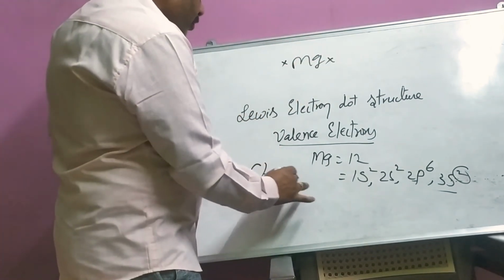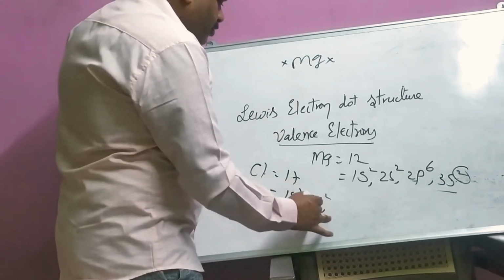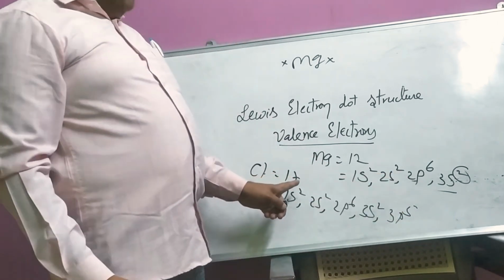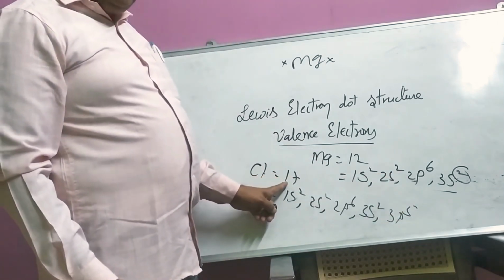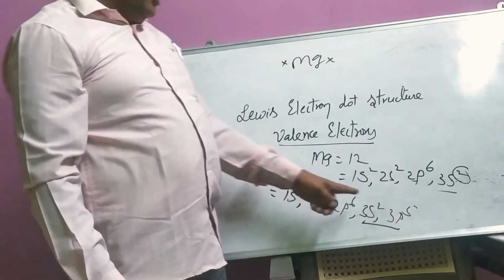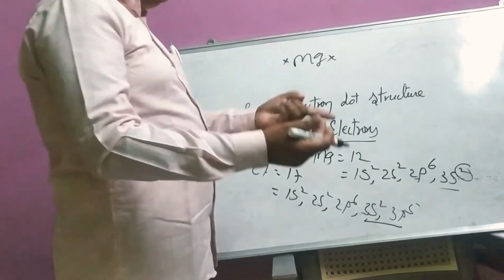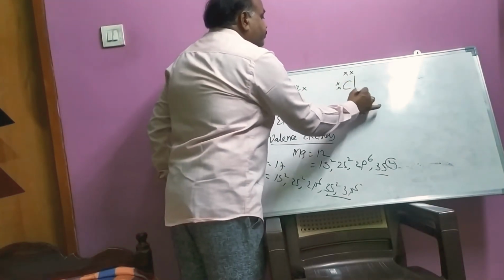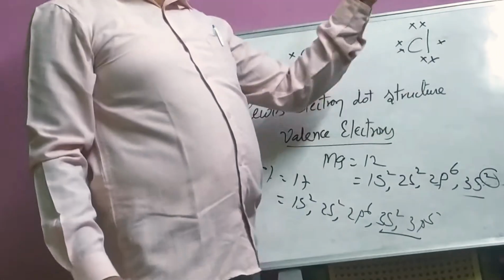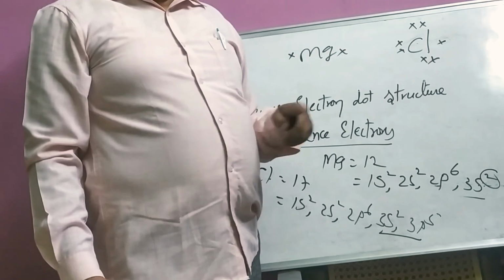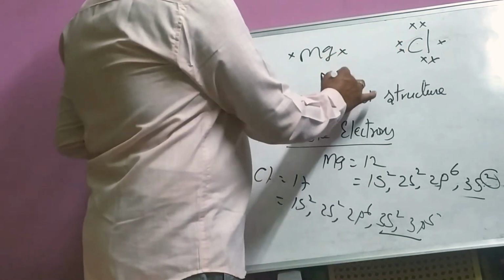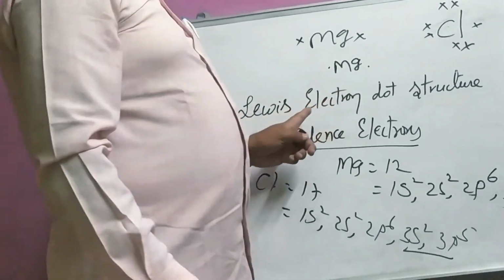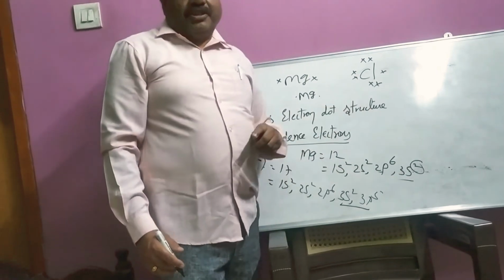In chlorine, look here, 1s2, 2s2, 2p6, 3s2, 3p5, because its atomic number is 17. The outermost orbit contains 7 electrons. How do we show those 7 electrons? Look here. This is the Lewis dot structure, electron dot structure. Or we can use dots also, like this. Either stars or dots. This is Lewis electron dot structure.